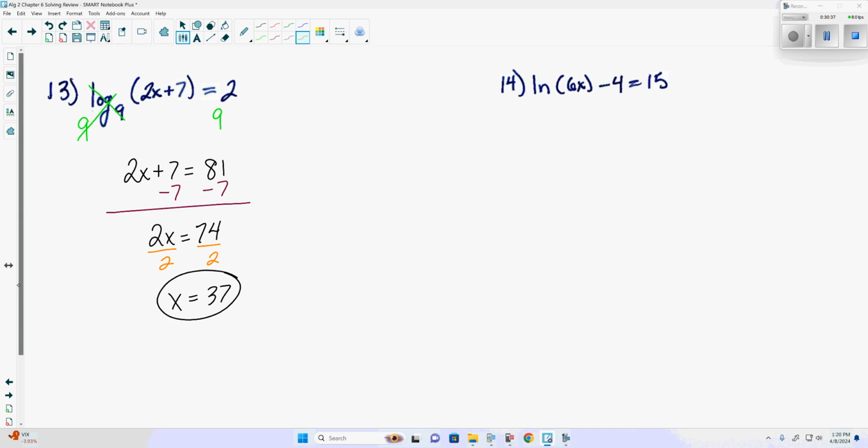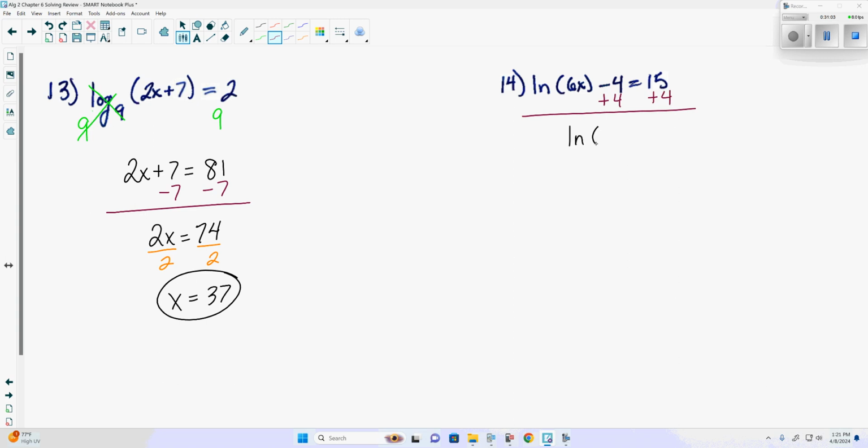Questions on 13 before we look at 14. The natural log is by itself, yes? No. What's with it? Because we have the 6x inside, but we also have the minus 4. We have to get it to the other side first. So we would add 4.